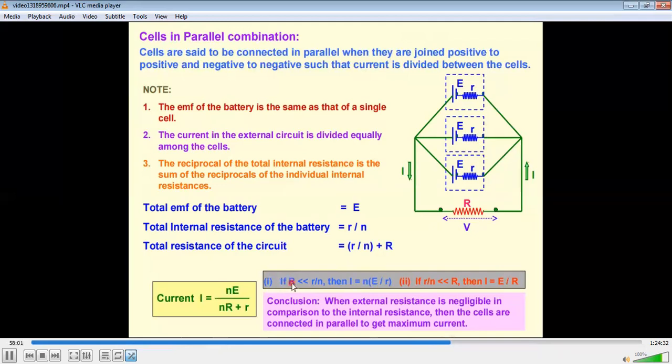So the conclusion: when external resistance is negligible in comparison to the internal resistance, the cells are connected in parallel to get maximum current.